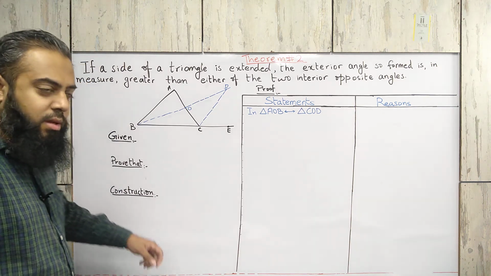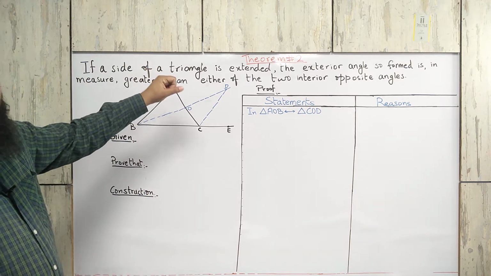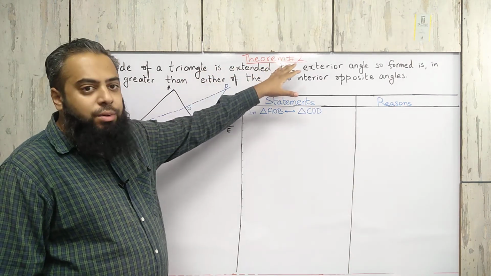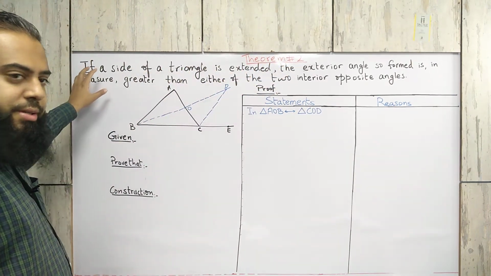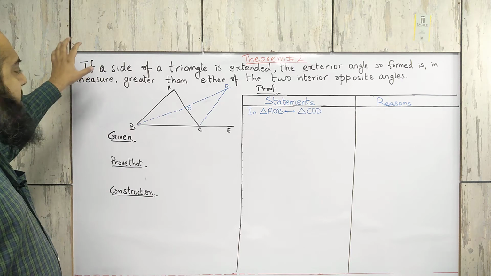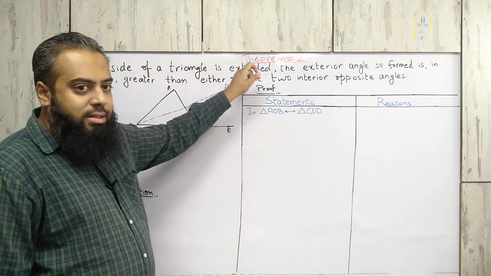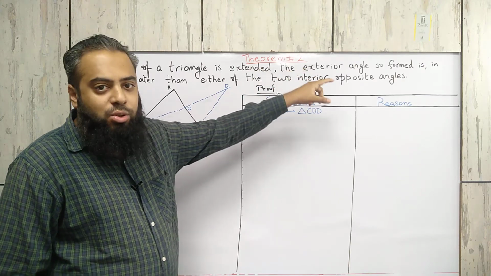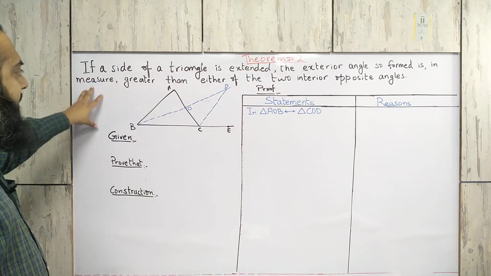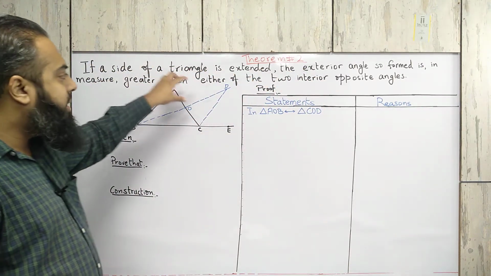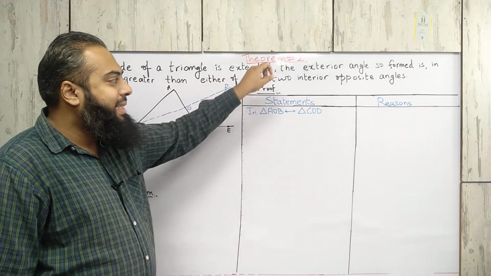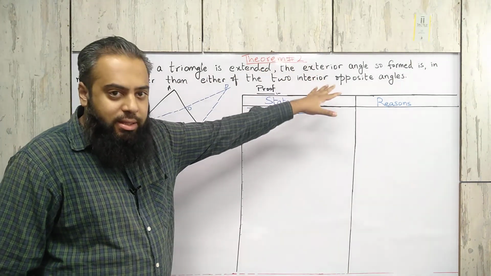Students, today our topic is theorem number 2 from chapter number 12, as you know it. The objective is: if a side of a triangle is extended, the exterior angle so formed is in measure greater than either of the two interior opposite angles.